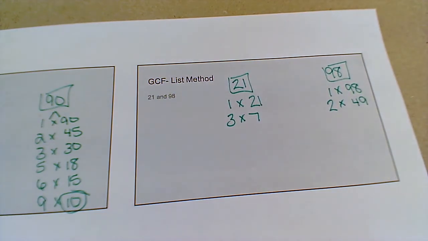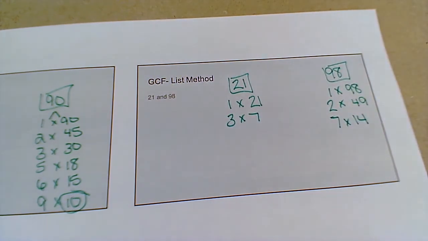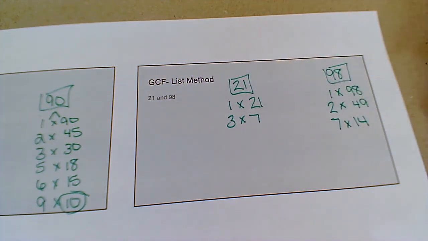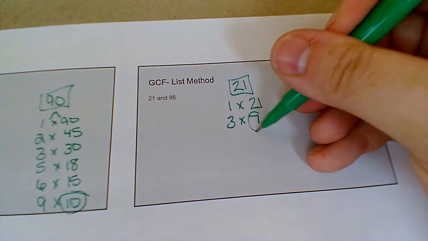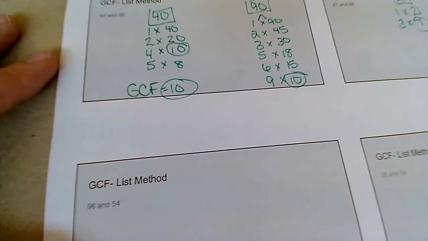I can't do it by 3 or 4 or 5 or 6. But I can do it by 7, which will give me 14. No 8. No 9. 10. 11. 12. Nope. Okay, we have them all. So the greatest number I have in common between the factors of 21 and the factors of 98 is the number 7. 7 is our greatest common factor.